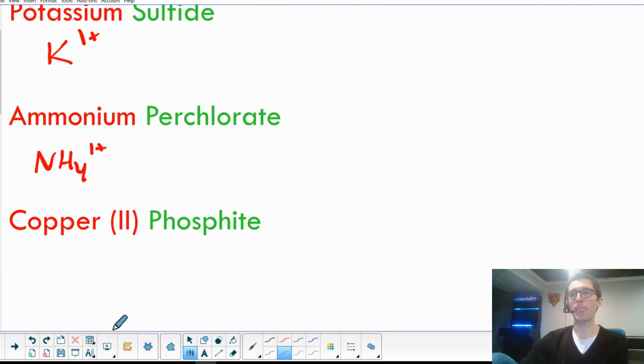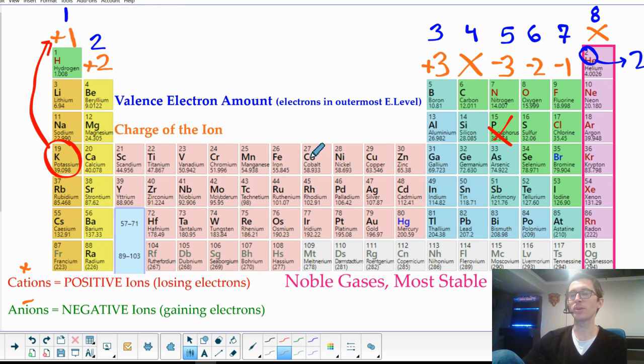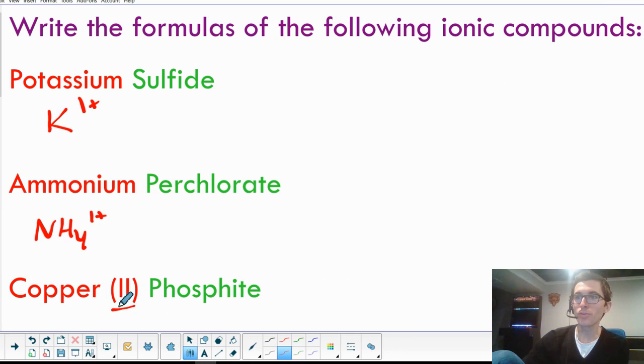Copper 2. First of all, copper is not CO. Gosh, no, CO is cobalt. Cu is copper. And if you're wondering, what's copper's charge? Mr. C, what are you doing to me? Well, it tells you right there. There it is.